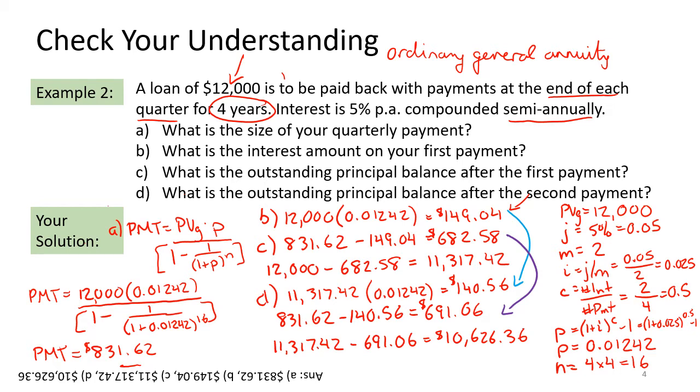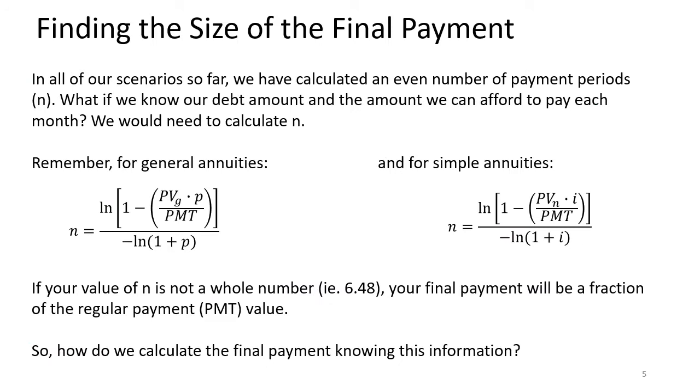All right. So now we're going to look at something a little bit different. You'll notice that when we did simple annuities and general annuities for amortization, we always calculated the payment value knowing a set number of payment periods. So in this area, we're going to kind of do the opposite. So we're going to have a set payment, and we need to calculate the number of payment periods to pay off that loan.